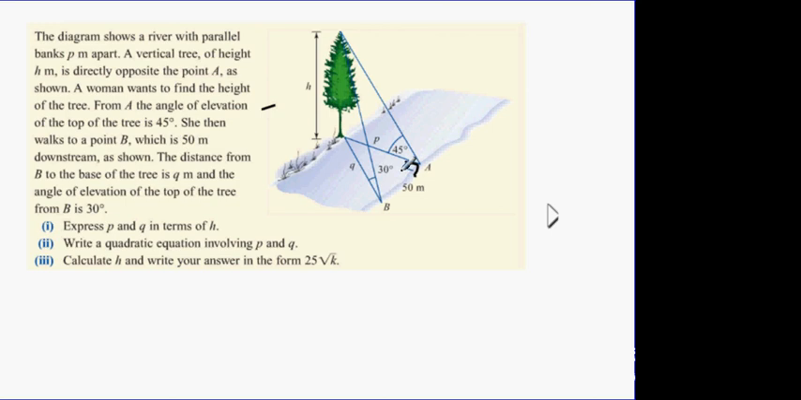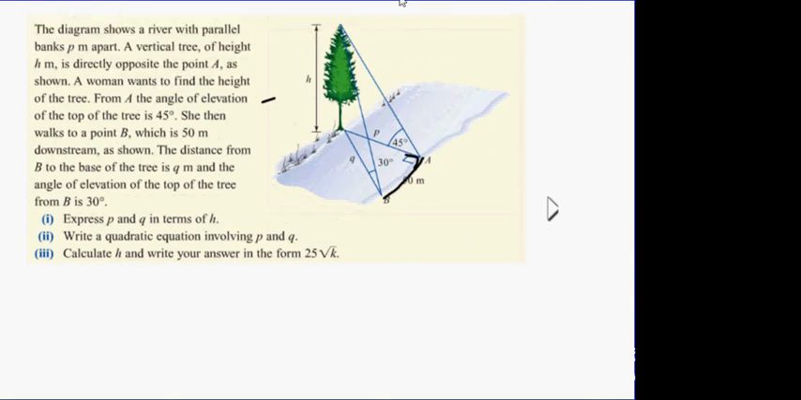The distance from B to the base of the tree is Q. The angle of elevation of the top of the tree from B is 30 degrees. Express P and Q in terms of H. Now guys, look at this. What we're going to do is label off 3 different triangles. Here's the first one in pink, which I'm going to show you now.